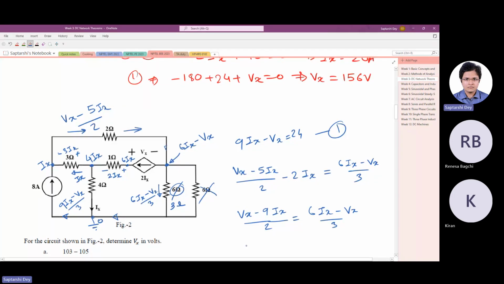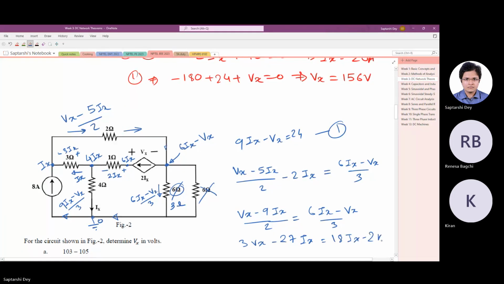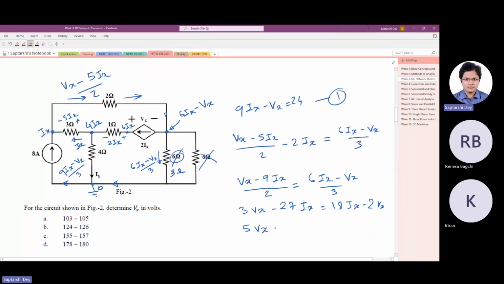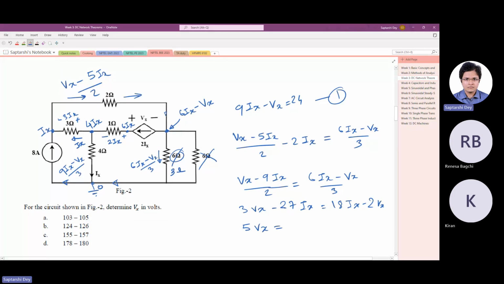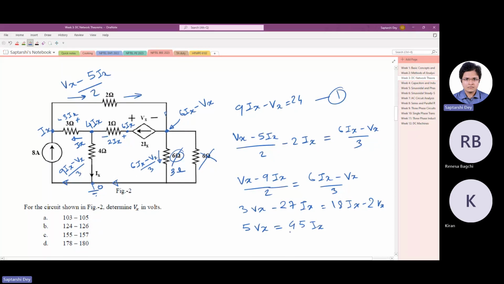So 3Vx minus 27Ix equals 18Ix minus 2Vx. 5Vx equals how much? 30 plus 15, 45Ix. Vx equals 9Ix. Is it true? It is not true.